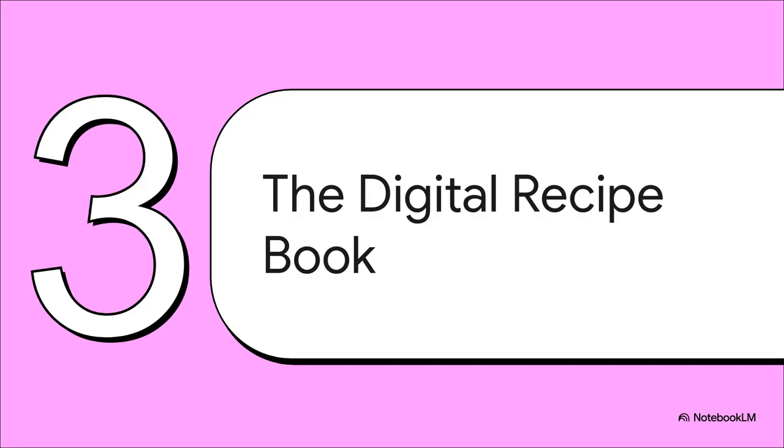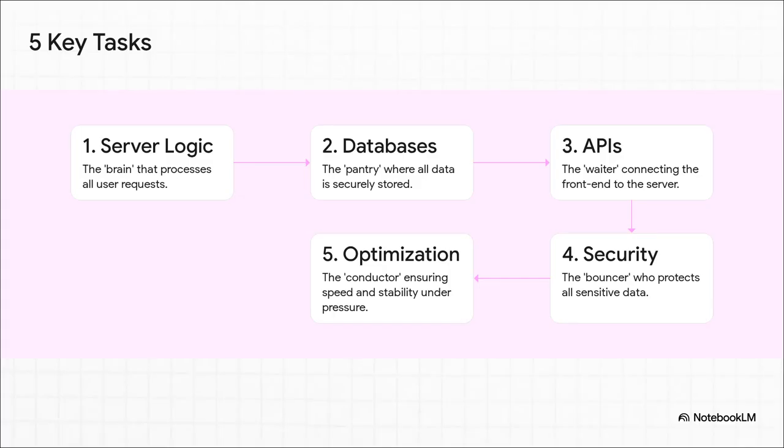So what does a day in the life of this digital chef really look like? What's inside their recipe book? Let's break down their main jobs. This is really where the action is, and each task fits our restaurant analogy perfectly. So first, they build the server logic. That's the brain that processes your order. Second, they manage databases. Think of these as a giant digital pantry that stores everything from user accounts to passwords to, yes, even cat photos.